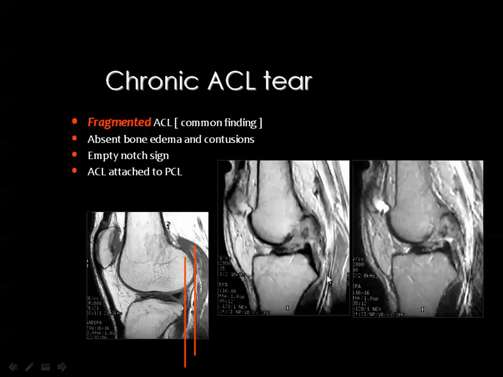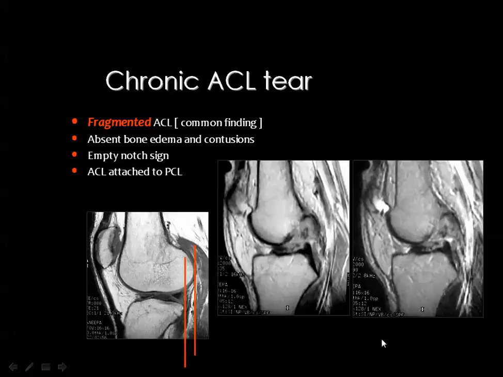And if you look along the course of the ACL, you will see some fragments of the ligament, and some granulation tissue composed of edema and hemorrhage and so on. Then what about the tibia? It will be anteriorly dislocated. What about the bone marrow contusions? They will be resolved because this is a chronic ACL rupture.